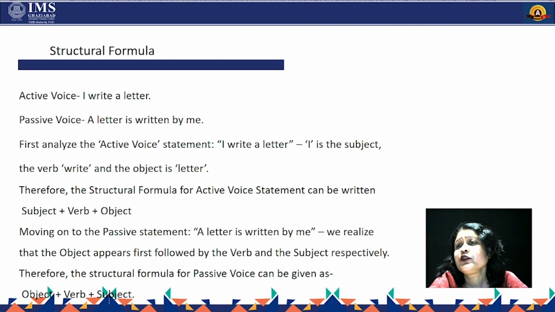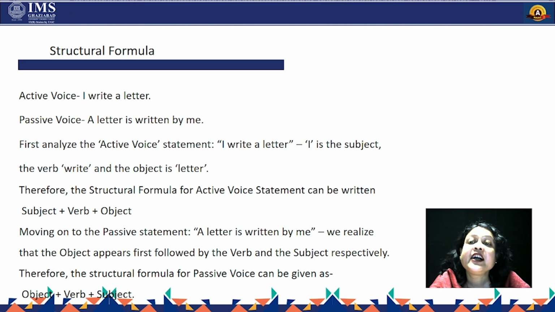For example, if we look at this first sentence, "I write a letter." In this sentence, as you can see, I is again the subject. What does the subject do? Write, which is the verb of the sentence. And what do I write? A letter, which is the object of the sentence.